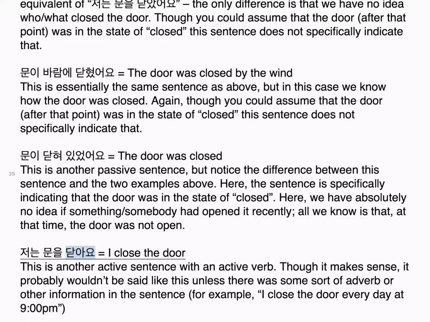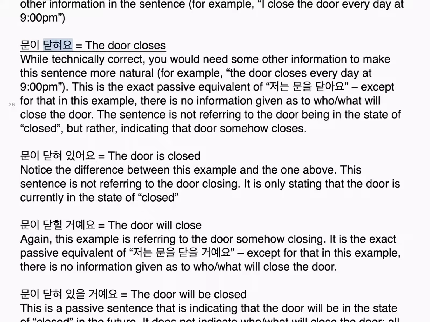저는 문을 닫아요. I close the door. This is another active sentence with an active verb, though it makes sense. It probably wouldn't be said like this unless there was some sort of adverb or other information in the sentence. For example, I close the door every day at 9 p.m. 문이 닫혀요. The door closes. While technically correct, you would need some other information to make this sentence more natural. For example, the door closes every day at 9 p.m.